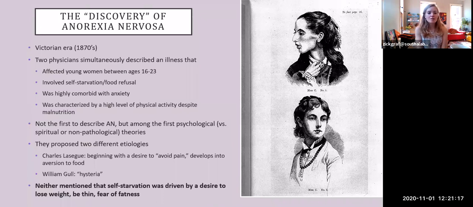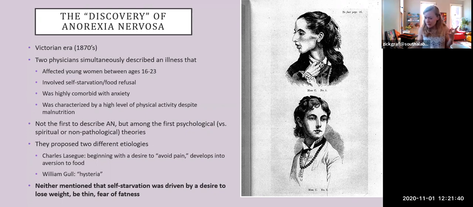These medical descriptions weren't the first descriptions of anorexia, but they were the first psychological theories of the disorder. So they weren't attributing it to a physical cause. They weren't attributing it to demonic possession. They were attributing it to mental and psychological processes. The two physicians did propose two different reasons, or etiologies, ways that this self-starvation started.